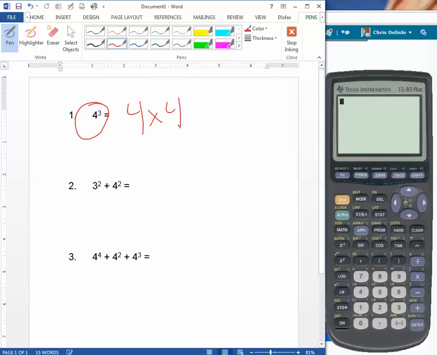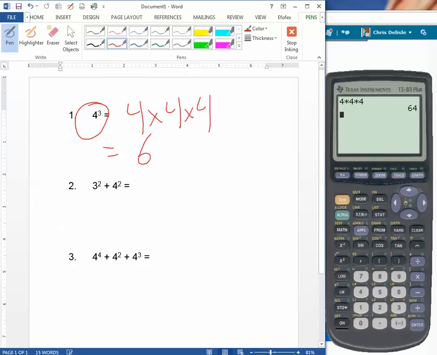You gotta remember, mathematicians are lazy and they don't like to write out 4 times 4 times 4, especially if it was like 4 to the power of 50, 4 times 4 times 4 times 4. We don't want to do that. So you can do 4 times 4 is 16 times 4 is 64, or use your calculator over here, 4 times 4 times 4, and we get 64.